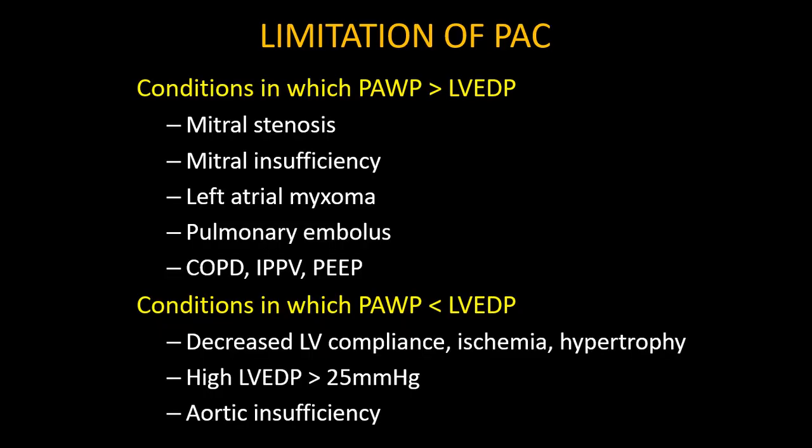These are the limitations of the pulmonary artery catheter. The pulmonary artery wedge pressure can be higher than the left ventricular end diastolic pressure in the presence of mitral stenosis, mitral insufficiency, left atrial myxoma, pulmonary embolus, COPD, positive pressure ventilation and high PEEP. The pulmonary artery wedge pressure will be less than the left ventricular end diastolic pressure where there is decreased LV compliance, in patients having ischemia and hypertrophy of the heart. If the LVEDP is more than 25, then the pulmonary artery wedge pressure can be less, and also in patients having aortic insufficiency.